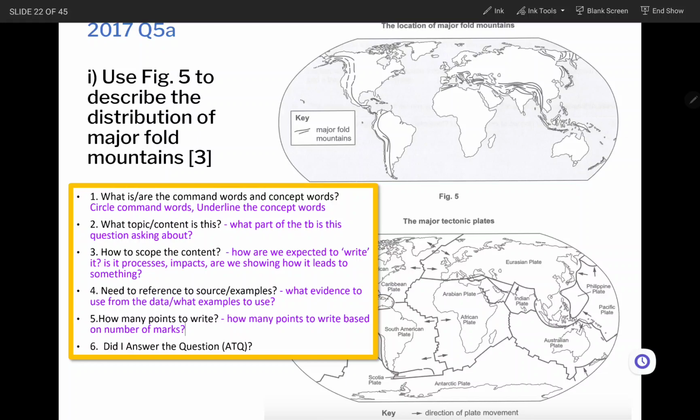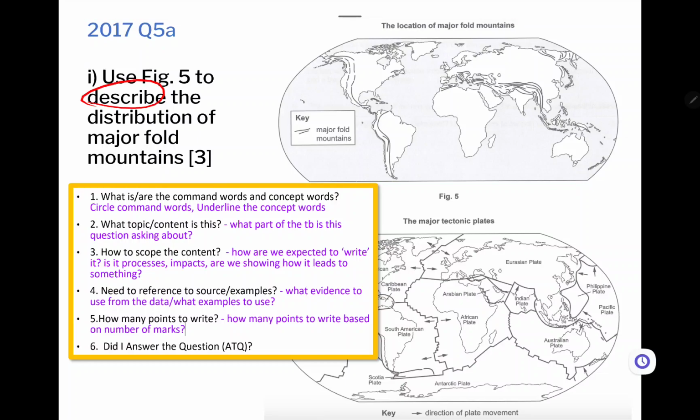First question: describe the distribution of the fold mountains. We go through the 6 questions for you to think about when you are answering an exam question. Command word: describe. Then what topic or content? In this case it is plate tectonics, fold mountains. But if you look at the question specifically, describe the distribution. Do you need to explain the formation? No. Do you need any content knowledge? No. So content is not relevant here.